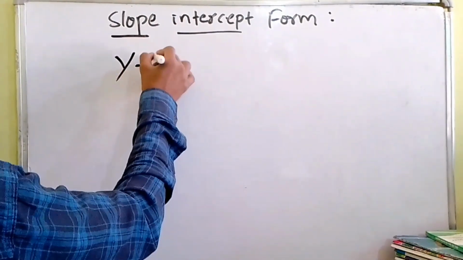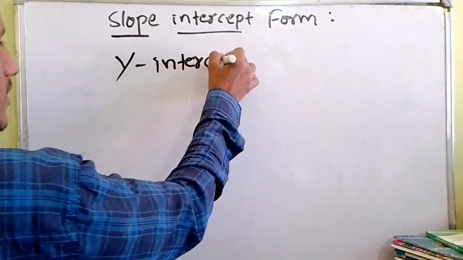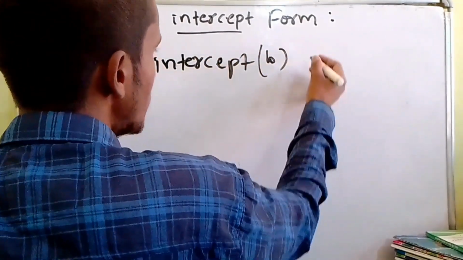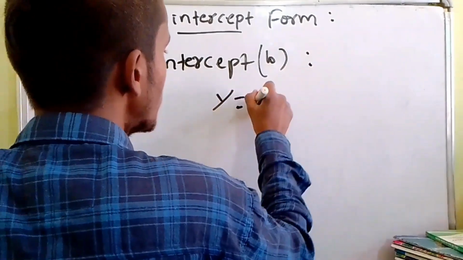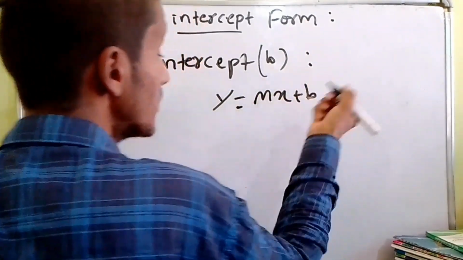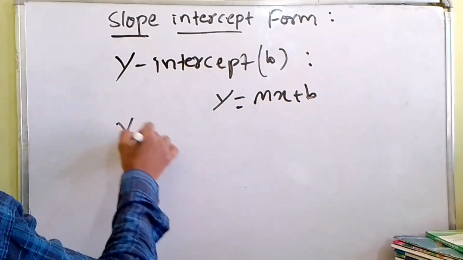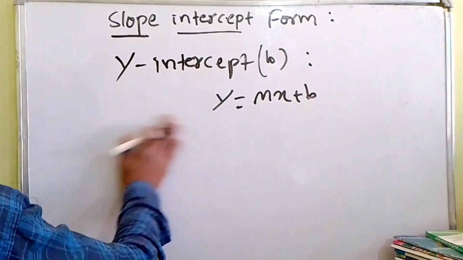What if we use the x-intercept? We already have seen that if you use the y-intercept, call it b, then the equation is as follows: y is equal to mx plus b, where m is the slope. What if you use the x-intercept? Let's find out.